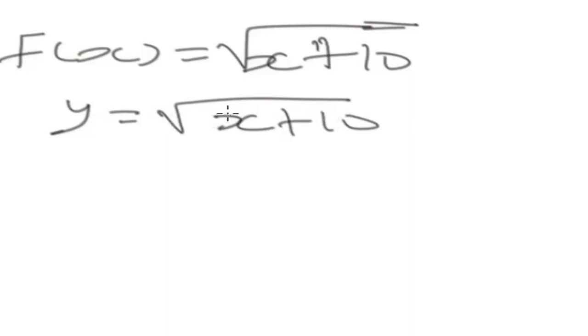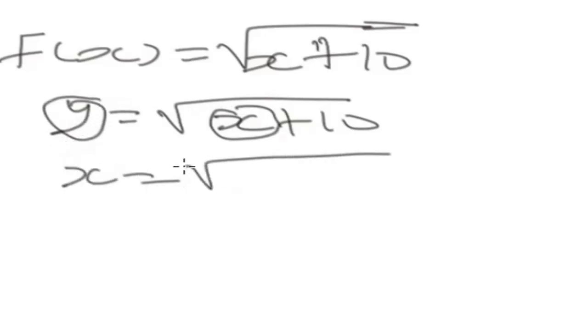Once you have done this, you interchange x with y. So you then have x equals square root of y plus 10. Remember, we are going to make y the subject of the formula. Before we do that, you need to square both sides. Move this square root at the right hand side by squaring both sides.